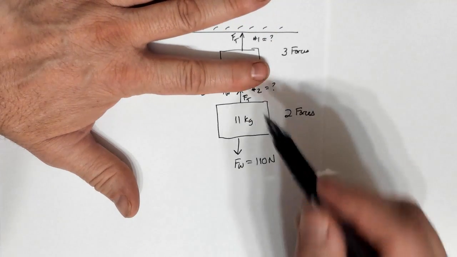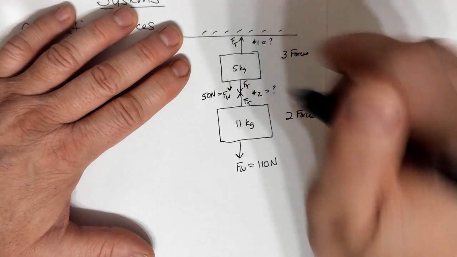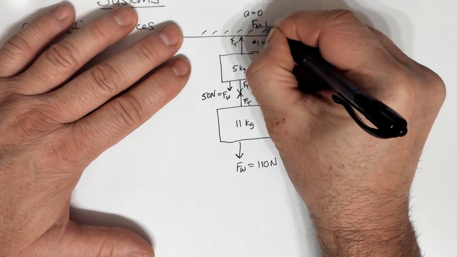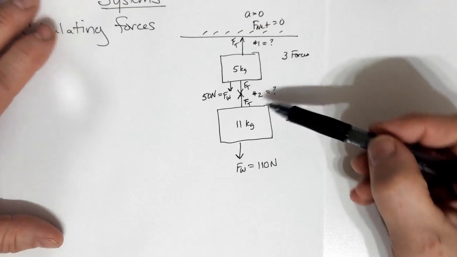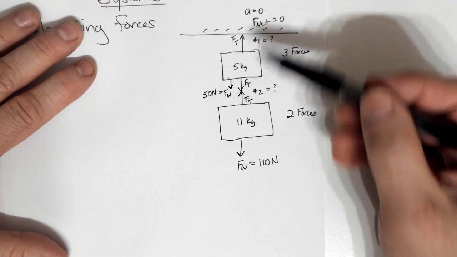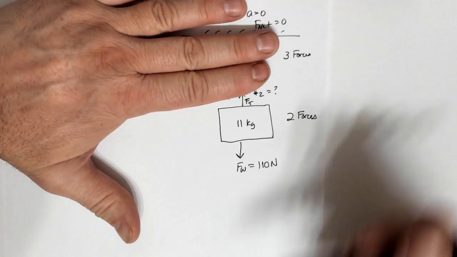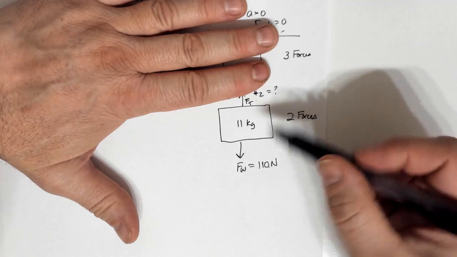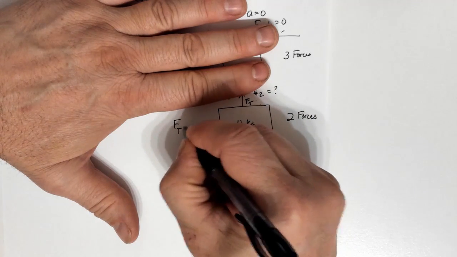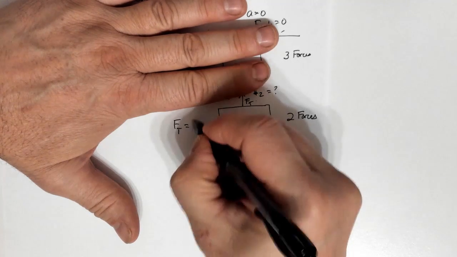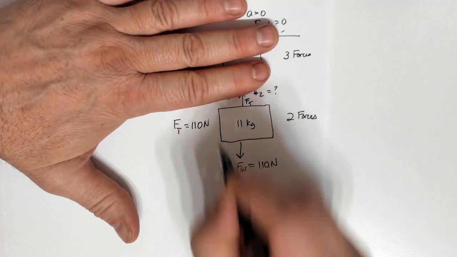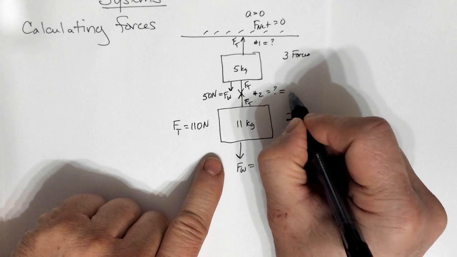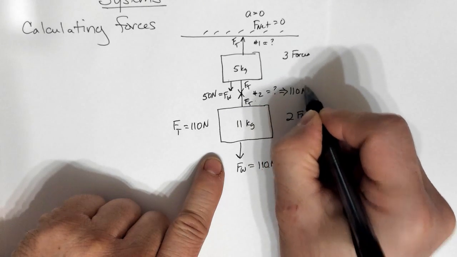We know the system is at rest. It's hanging on the wall. So if the acceleration is 0, F net is 0. That means if it's a vertical system, the up equals the down. So here, the up must equal the down. So the force of tension here has to be the same as the weight there. So it's 110 newtons. So this tension is 110 newtons.